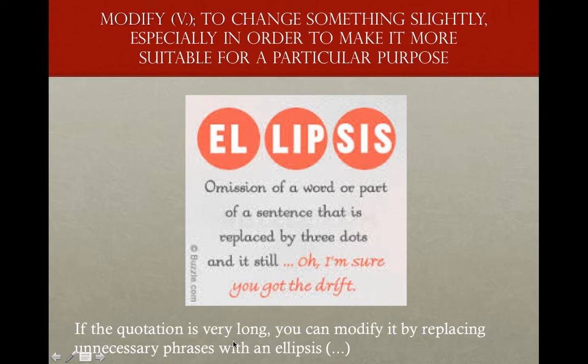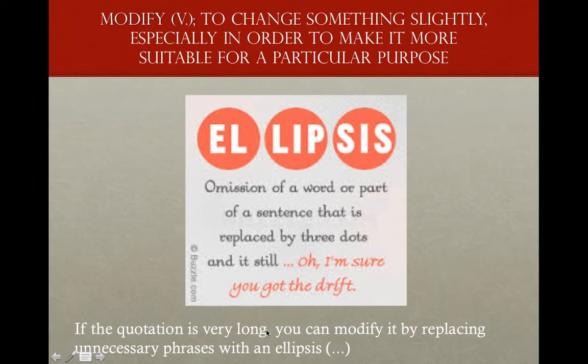If the quotation is very long, you can modify it, you can change it, by replacing unnecessary phrases with an ellipsis. This is an ellipsis. So when you have a very long quotation and you don't want to write everything, or there's some stuff in the quotation that you want to use as evidence, as support, instead of having to write everything, you can modify it, you can change it by taking away or replacing all the elements or the words or phrases or sentences that you don't need, that are not necessary, by placing or writing an ellipsis.